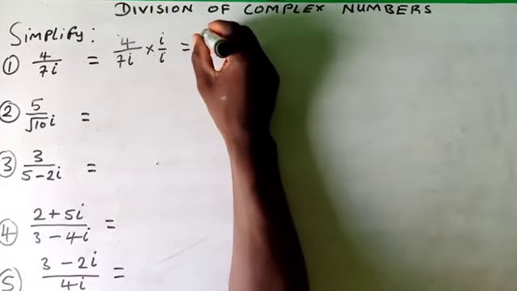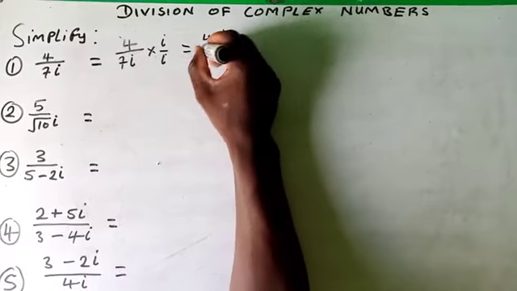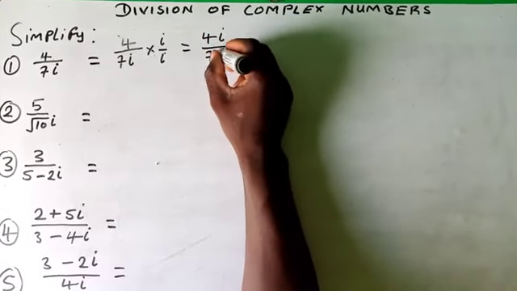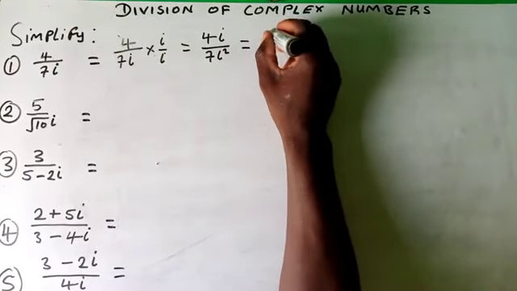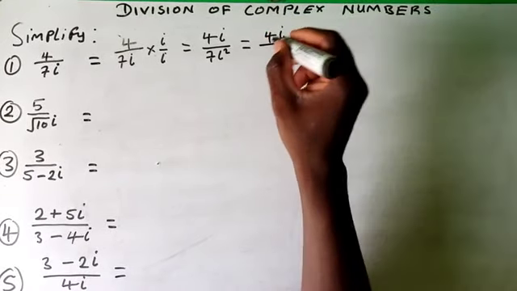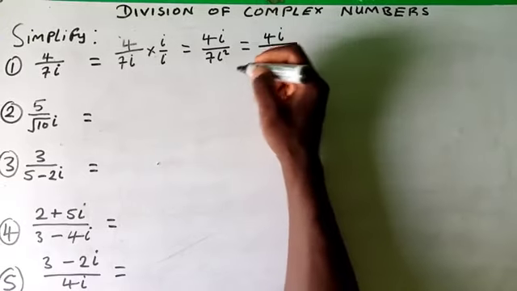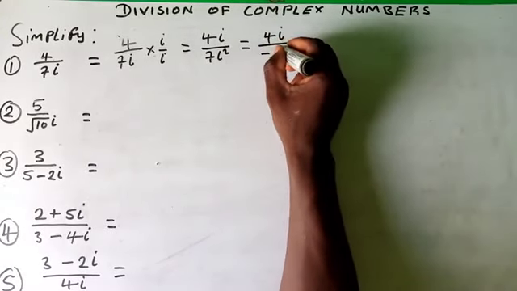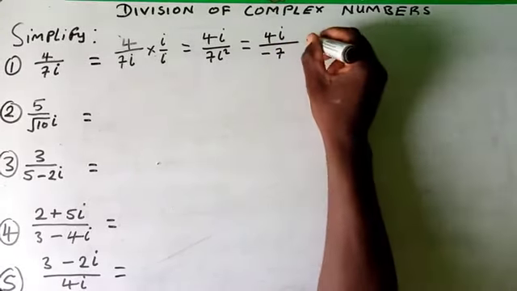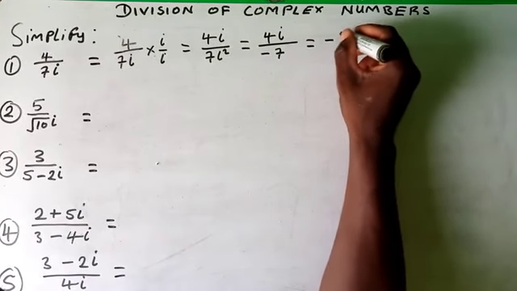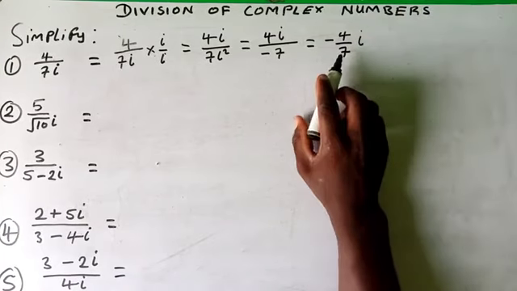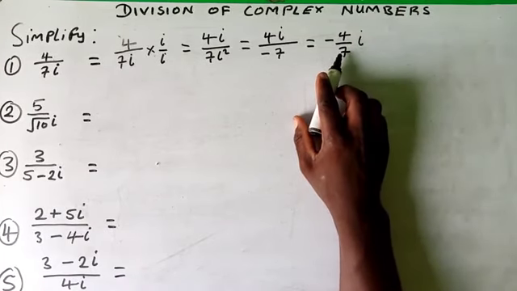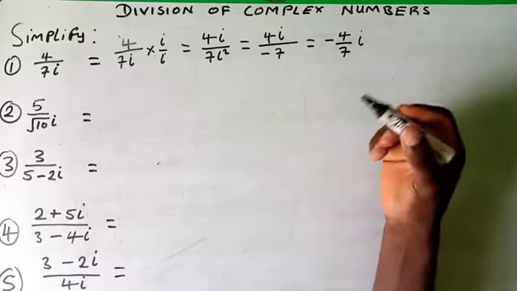This is equal to 4i all over 7i squared. This will be equal to 4i all over, i squared is minus 1, we have minus 7. So this will be equal to what? Minus 4 all over 7i, in standard form where the real part is equal to 0.